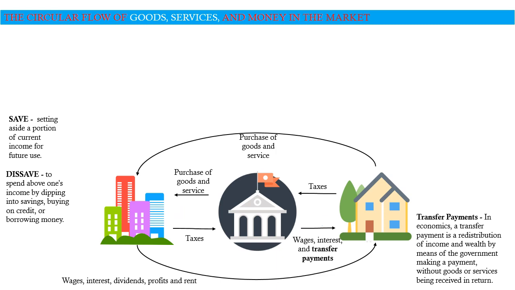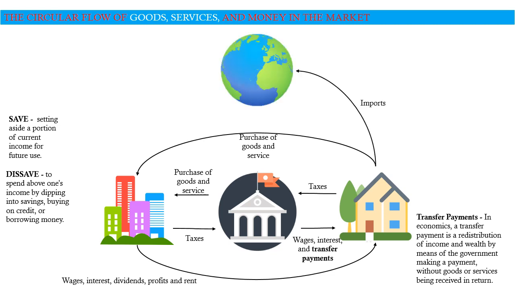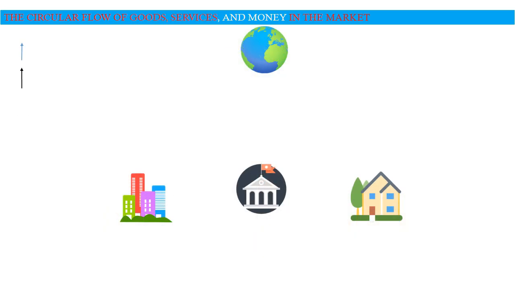Finally, the households spend some of their income on imported goods and services produced by foreign countries. But similarly, people in foreign countries purchase exports, goods and services produced by domestic firms and sold to other countries. That's it for the circular flow of money.